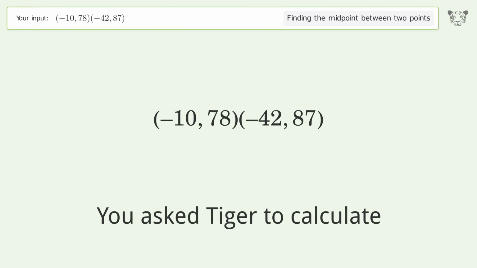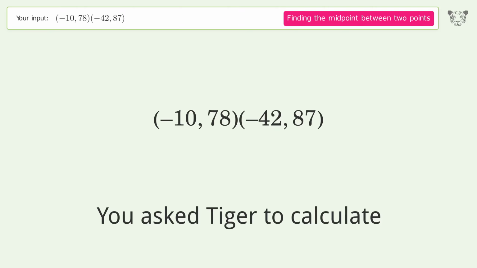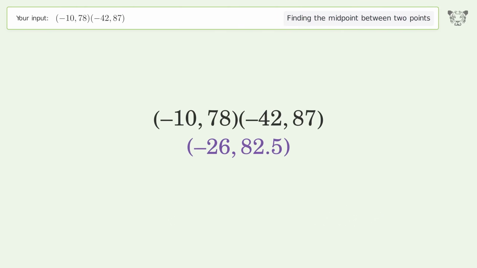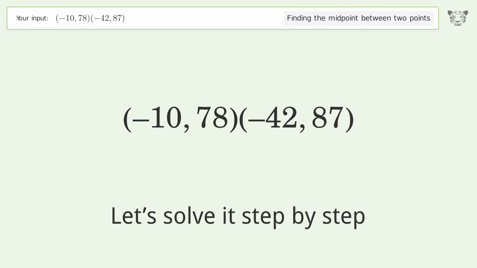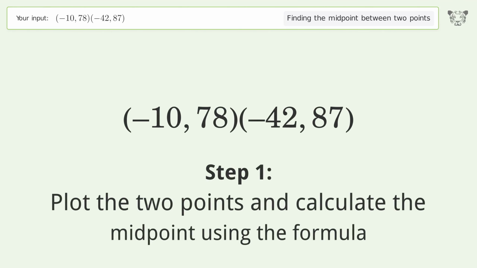You ask Tiger to calculate. This deals with finding the midpoint between 2 points. The midpoint between the 2 points is negative 26, 82.5. Let's solve it step by step. Plot the 2 points and calculate the midpoint using the formula.